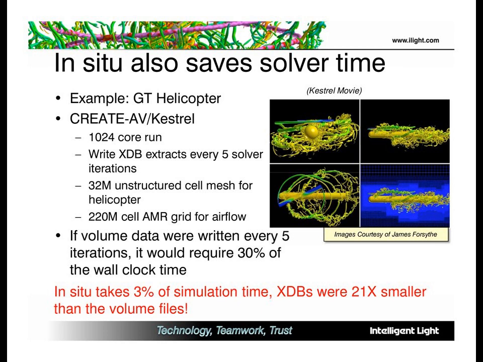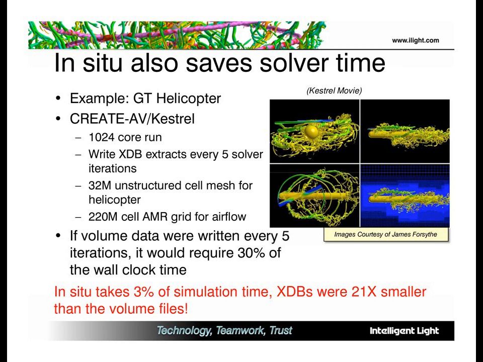So this is some work we did in conjunction with Jim Forsyth, who's currently working with NAVAIR in the U.S. government for the Create AV Kestrel code. This is a code we've worked with over a couple of years for instrumenting with Visit. We have some other webinars on this topic that are available, and also published papers at the AIAA and other organizations. If you send an email to info@ialight.com or go to our website, you can find some of those materials, download them, and take a look.